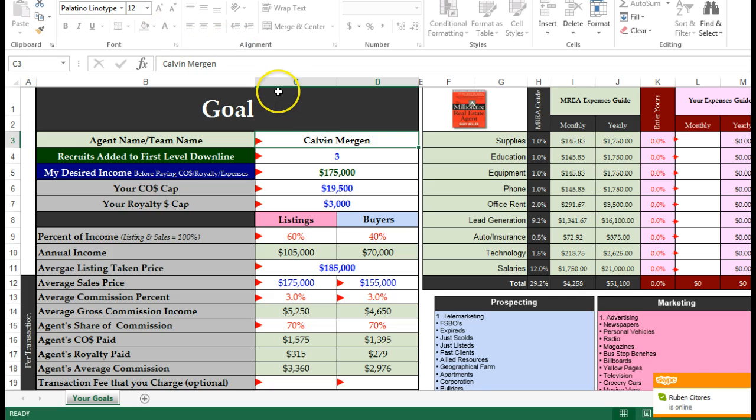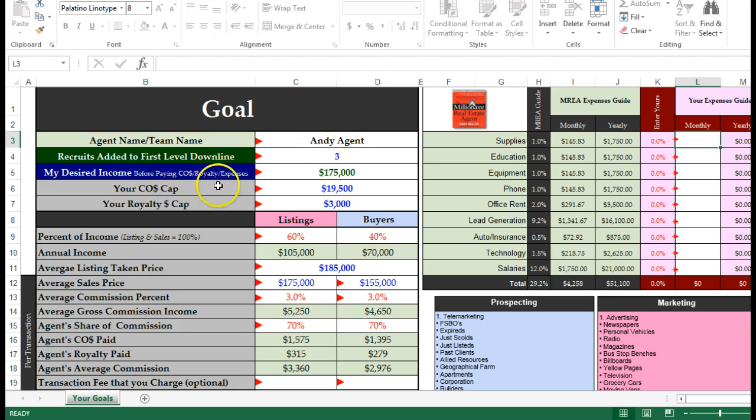So the first thing you want to do is change the name. The person who developed this spreadsheet, his name is Calvin Merrigan. You might have guessed that. So I'm just going to make up somebody. All right. Now, Andy Agent.